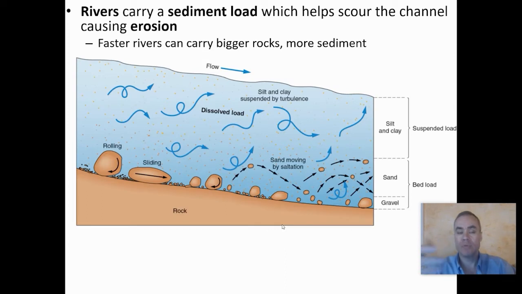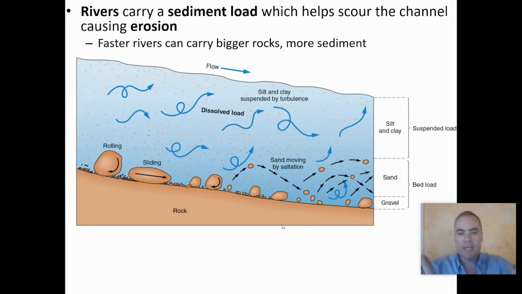When rivers flow, they carry a sediment load, sediments that are in the water. And that sediment helps to scour out the channel, which is erosion. And the faster the river is, the more sediment it can hold. And there's a lot of terms for all the sediments and the patterns that are in rivers. For example, some sediments are so fine that they're just dissolved in the water. Some are really, really light and they're suspended in the water, just kind of floating up there.